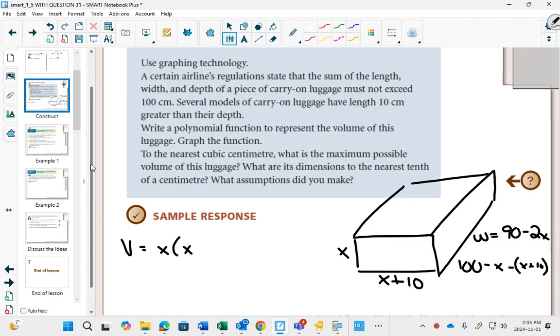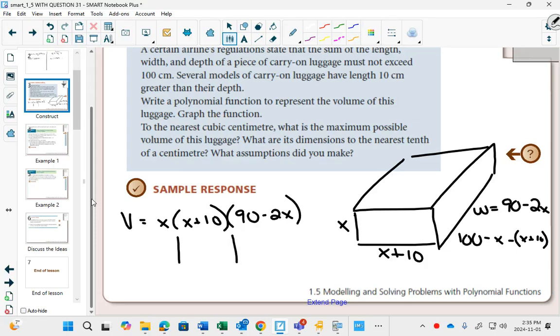Length times width times height in no particular order. And this volume is a polynomial already in factored form. And because it's already factored, you could find the x-intercepts easily. We could think about its end behavior, and we could draw a sketch of this graph. In fact, that's what we're going to do. First of all, can you see that the x-intercepts are x equals 0, x equals negative 10, and x equals 45?